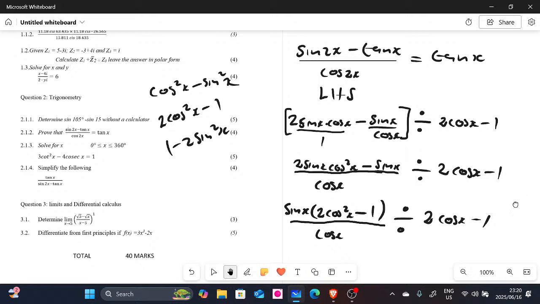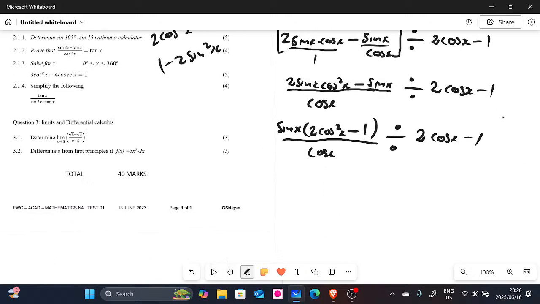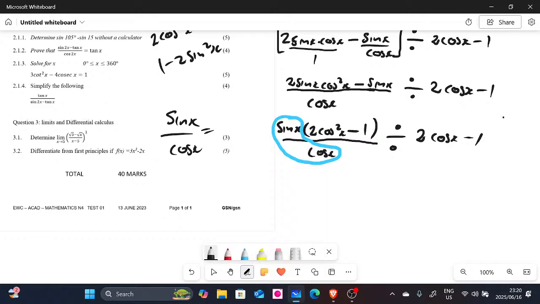Now, if we continue, we have sine divided by cos. What is sine divided by cos? It's a quotient identity. Sine divided by cos x is equal to tan, right? So we're going to rewrite this as tan x. But let us not forget, we still multiply by 2.